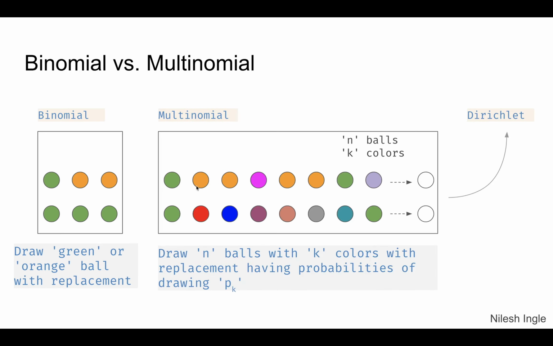In the multinomial case, we can have any number of colors in the box, and we could have any number of balls in the box. So we can draw n balls with n colors from that particular box, and we'll have a probability value associated with that. And Dirichlet distribution is based on that idea, so it's an extension of the multinomial.